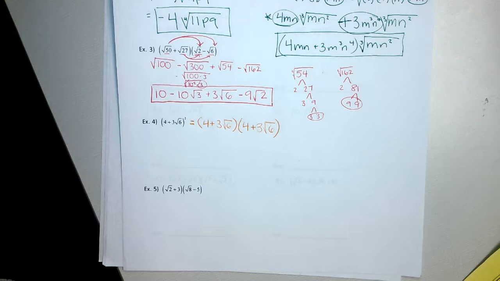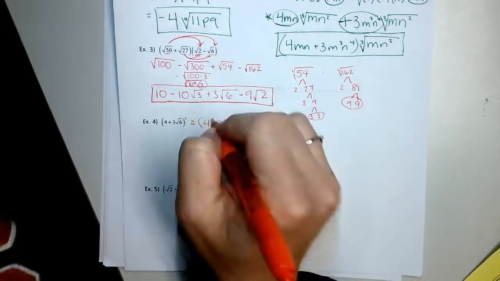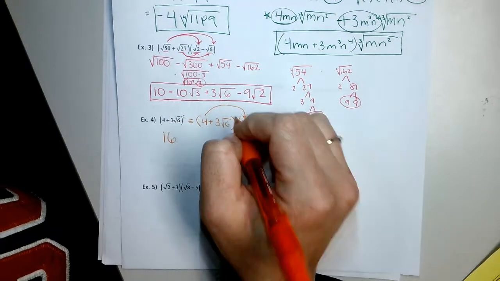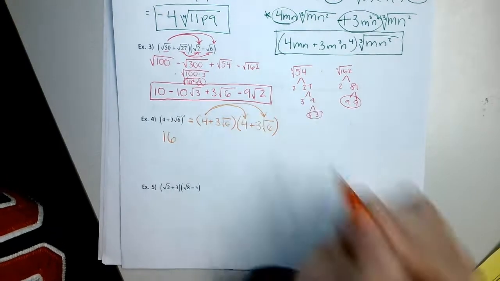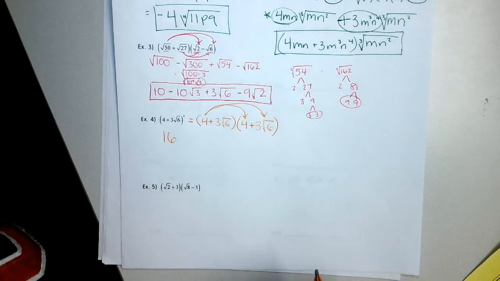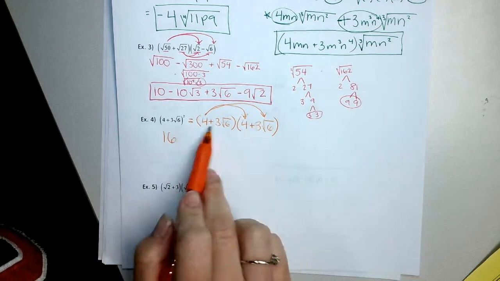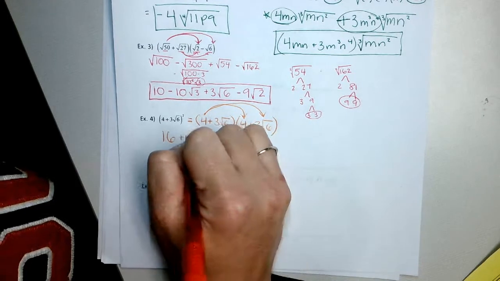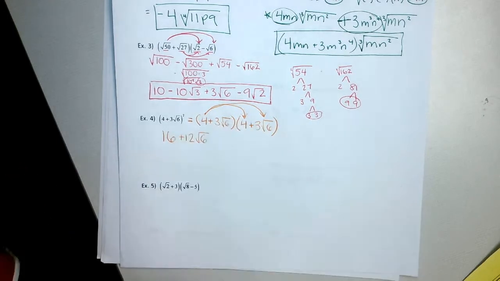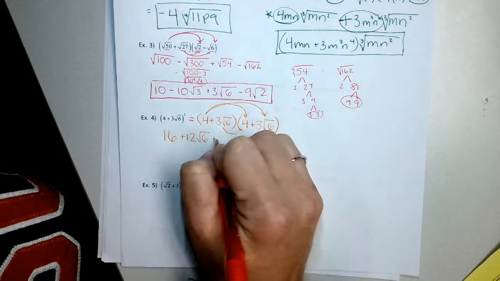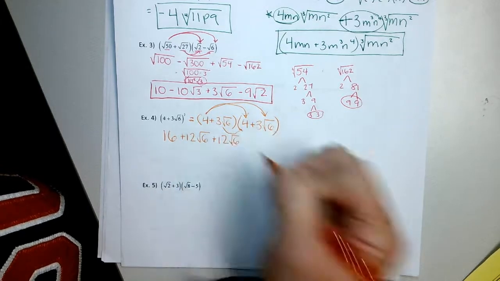And again, we double distribute. What's 4 times 4? Now, what's 4 times 3 square root of 6? Well, this is not a radical, so I'm going to multiply it by what's not inside the radical. What's 4 times 3? And it still has that radical 6, but it didn't change because there was no radical over here. Okay, and then 3 square root of 6 times 4 is again 12 square root of 6.